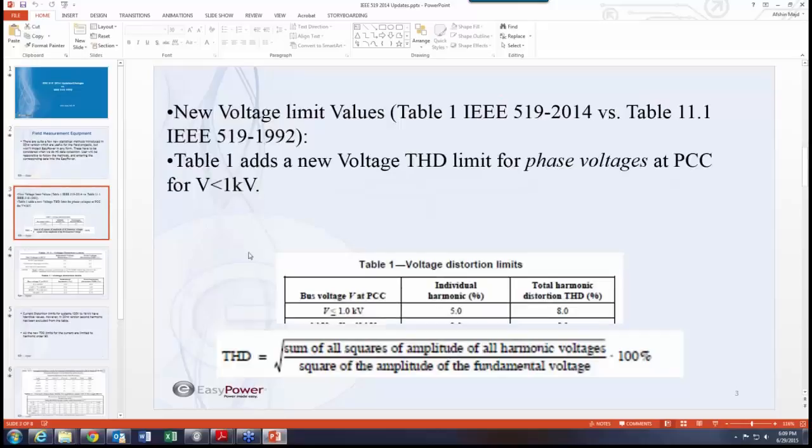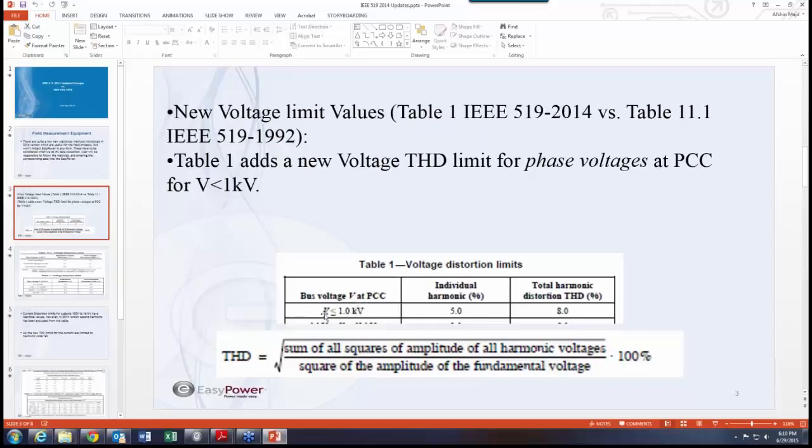The first point is that there are new voltage limit values. That's table 1, IEEE 519 2014 versus table 11.1, IEEE 519 1992. I'll just show them in the standard, and we can look at them here as screen captures that I got from the software. Table 1 adds a new voltage THD limit for phase voltages at PCC smaller than 1 kV. This is part of the new table in IEEE 2014.